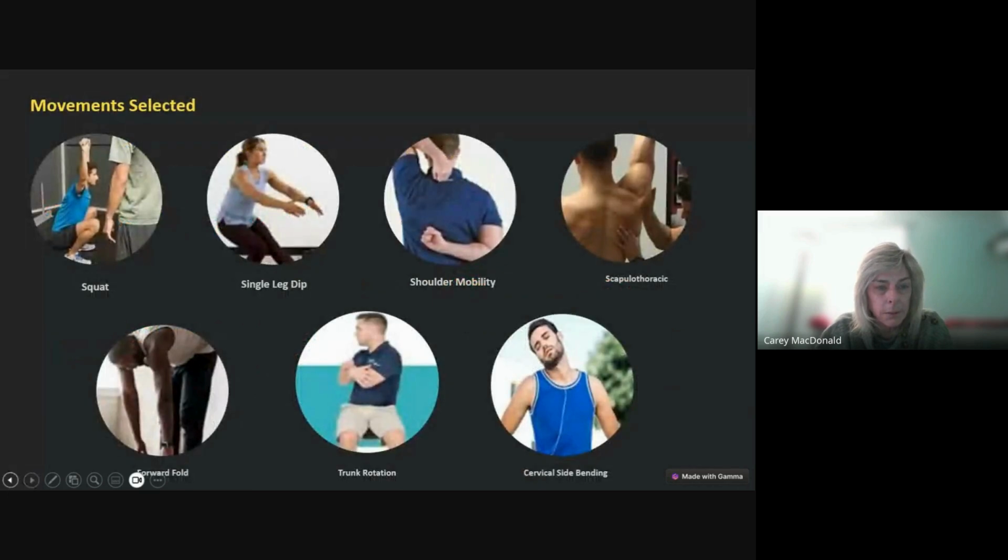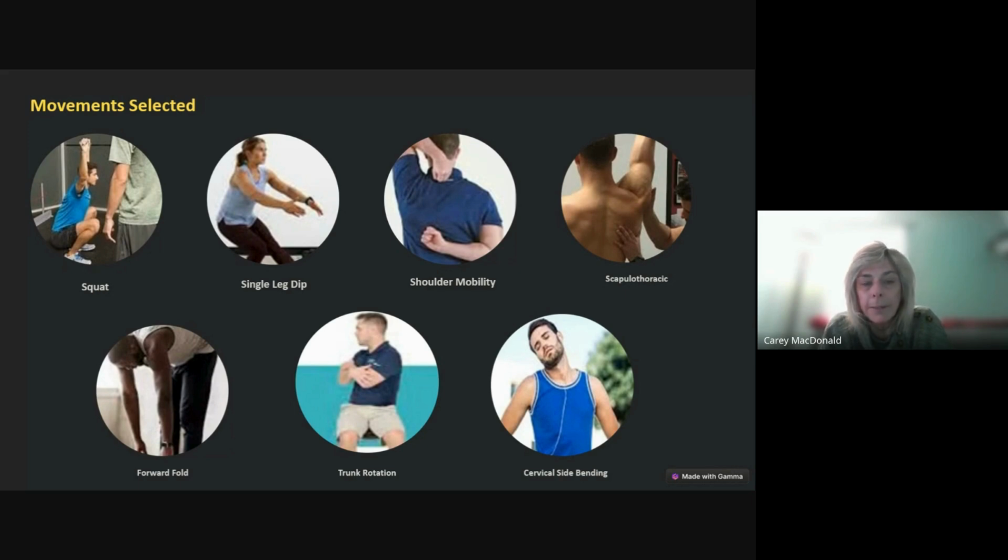Go ahead, Lexi. And so what we came up with, and there was a group of us, subject matter experts, that determined what we thought would be the best movements. So we picked a squat. Squat allows you to assess a lot of different things, as you guys probably know. You've got ankle range of motion, knee range of motion, hip, upper body, alignment, symmetry both left and right. So that was a good one.